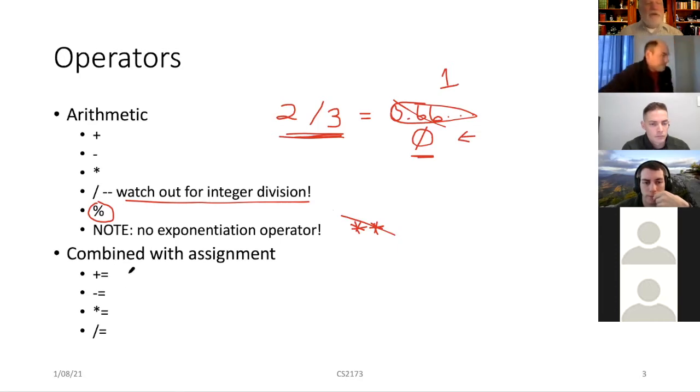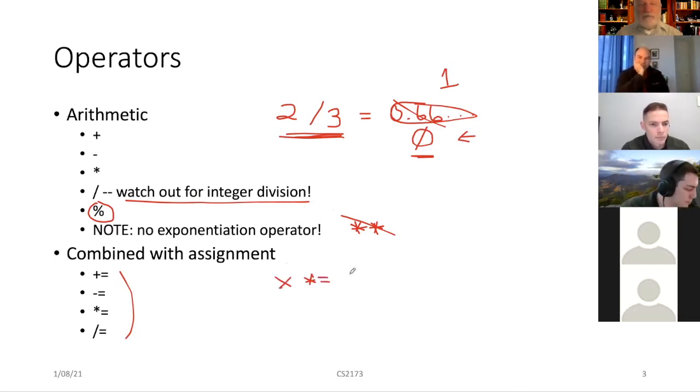Okay, and then for every one of these operators, you can combine it with an assignment. Are you familiar with this construct as well? So if I have x times equals 3, then that will take the value of x and multiply it by 3. It's the same as saying x is equal to 3 times x. These are the same, and it's just a shorthand way of doing that. It can be convenient, not required.